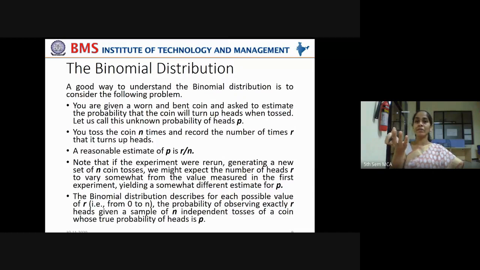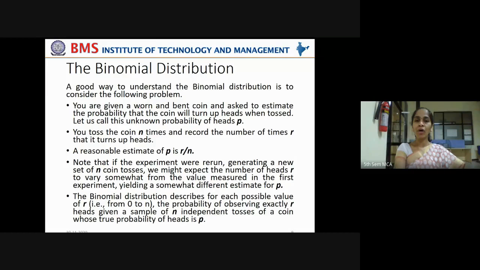When you toss a fair coin, you can have a 50% chance of getting head and 50% chance of getting tail. But whenever you're given an unfair coin, say a worn out coin, bent coin, then it has some bias. It may land more times on head and fewer times on tail, or more times on tail and fewer times on head, like that. When I say it is an unfair coin, it has some bias with respect to the outcome expected, right?